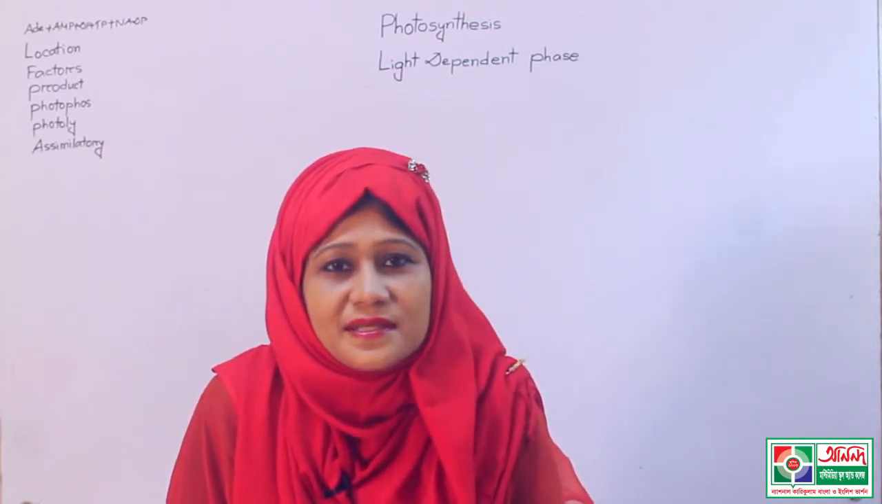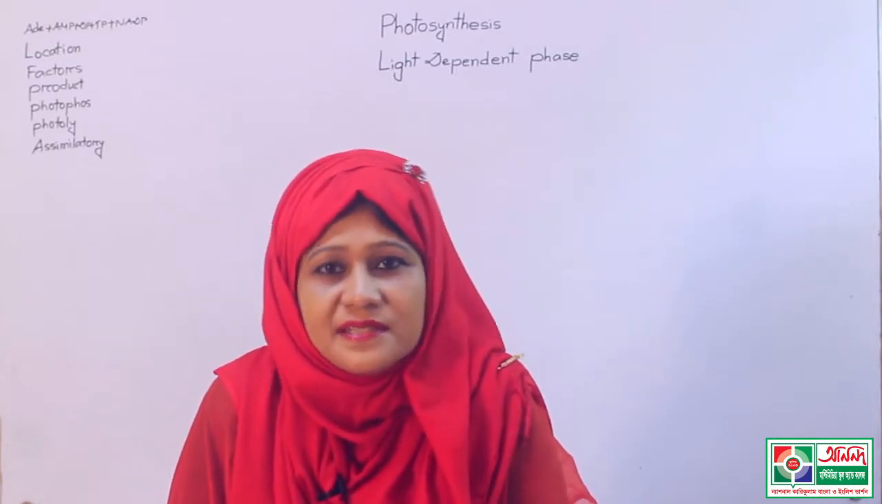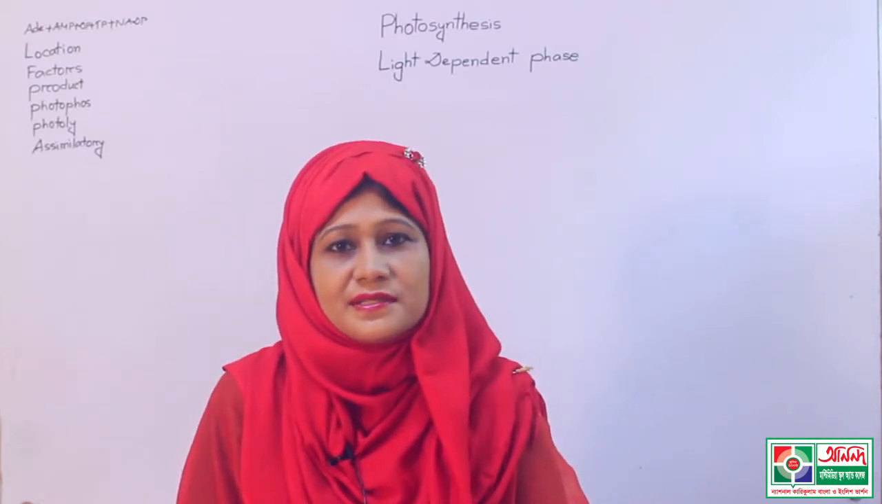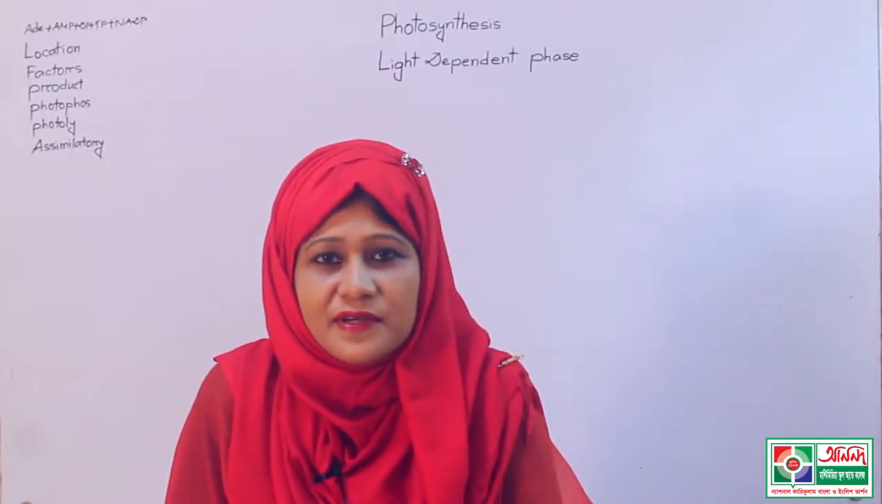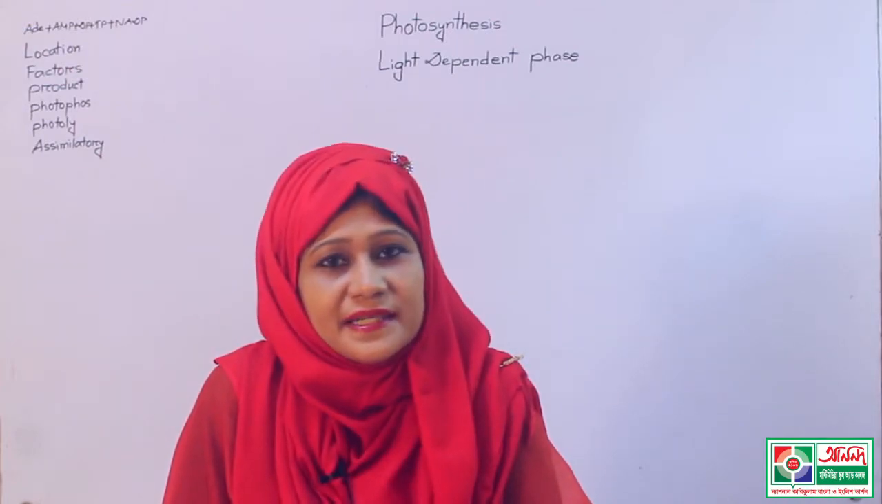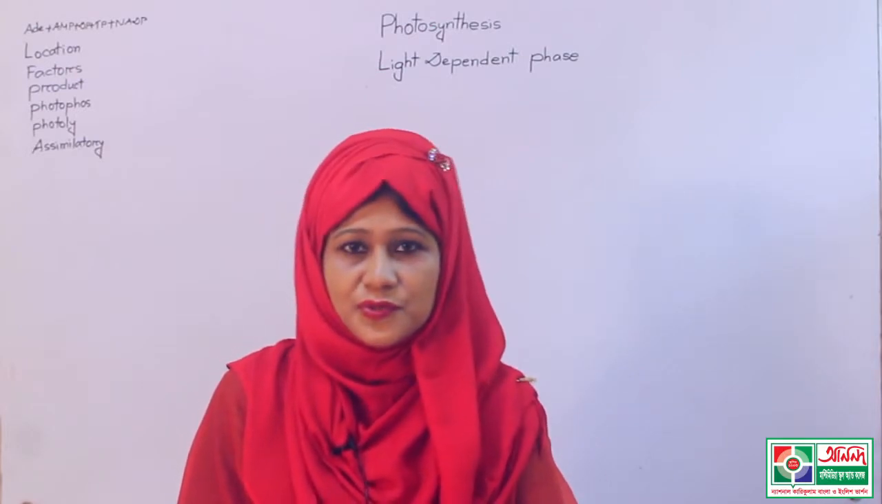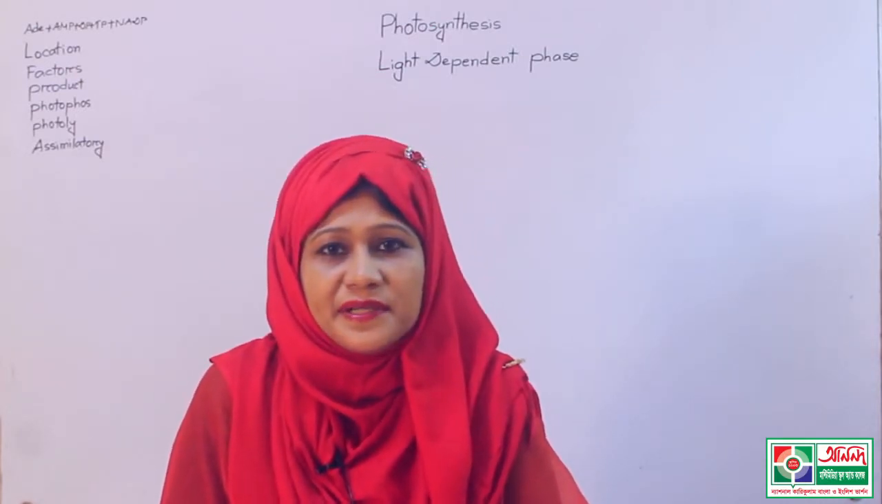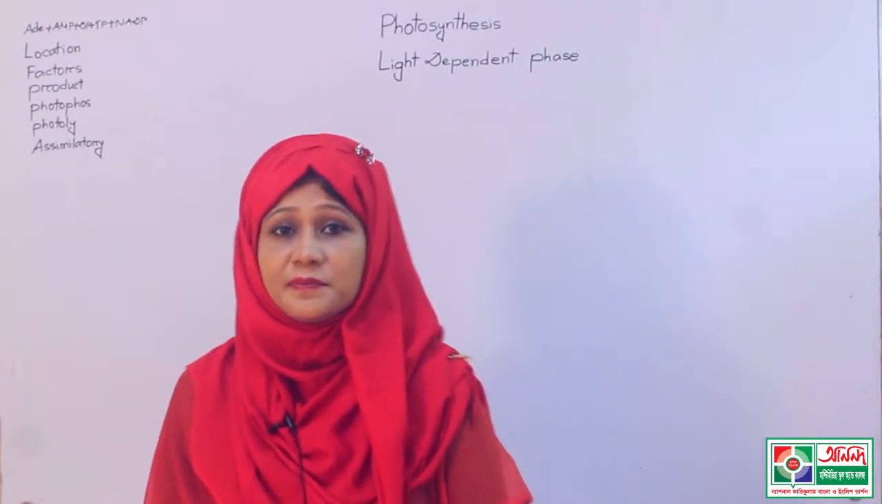In this part, I will be talking about the light dependent phase of photosynthesis. You know students, in 1905, British physiologist Sir Blackman first divided the process of photosynthesis in two phases. Number 1, light dependent phase or light phase, and number 2, light independent phase.